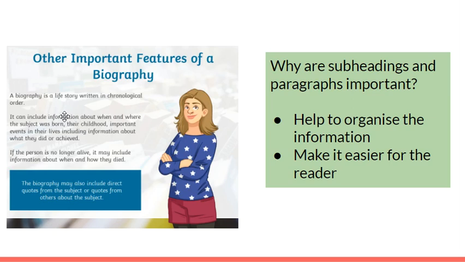So we've already talked about it's a life story written in chronological order. It includes information about when and where the subject was born, their childhood, important events, and what they did or achieved. And if the person isn't alive anymore, it might include information about when and how they died. And sometimes it includes direct quotes from the person or about the person.